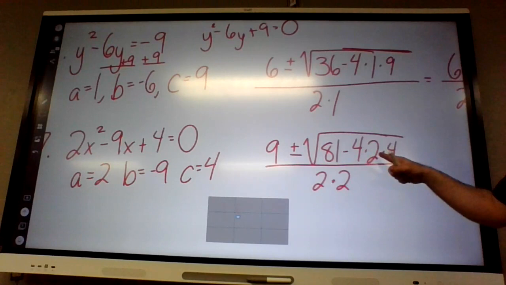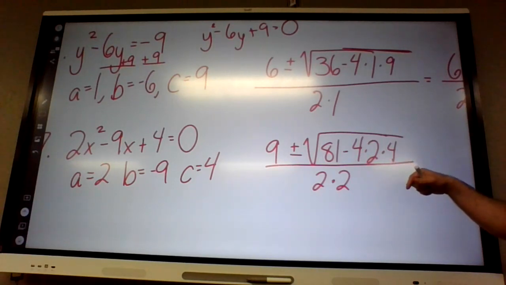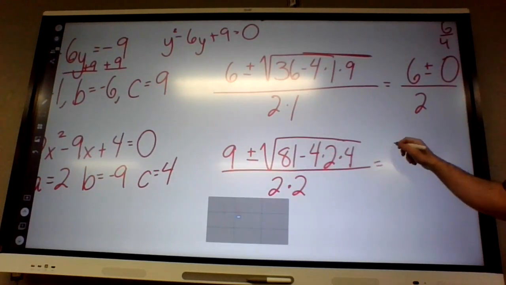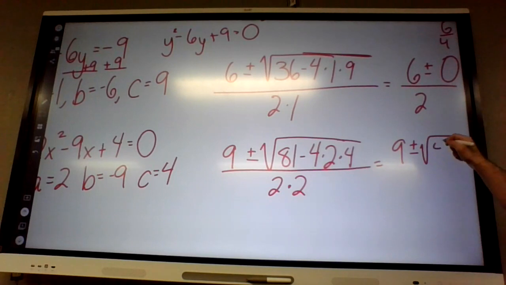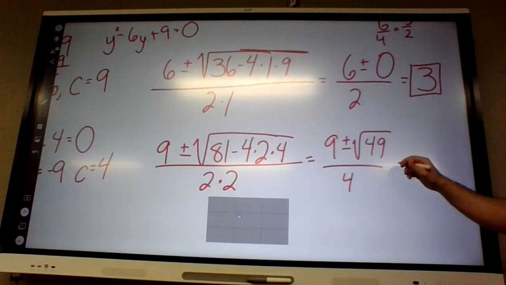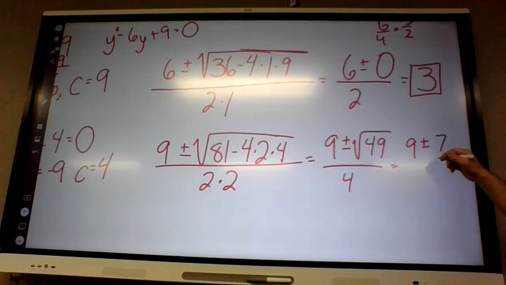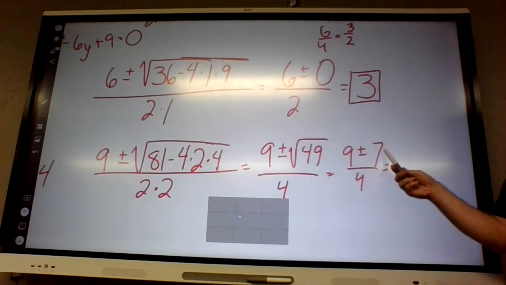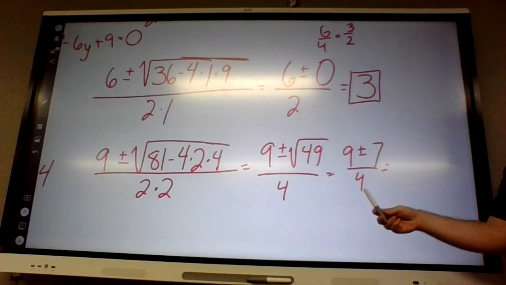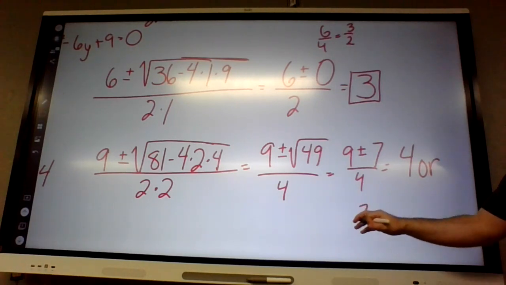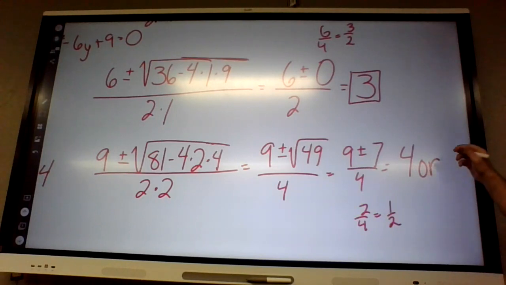Alright, 4 times 2 times 4 is 32. 81 minus 32, I believe, is 49. So this one actually comes out kind of nice. 9 plus or minus the square root of 49, over 4. So that's 7. So 9 plus or minus 7 over 4. It's going to be fractions, but it's not that messy. 9 plus 7 is 16, 16 divided by 4 is 4. 9 minus 7 is 2, divided by 4 is 1/2.